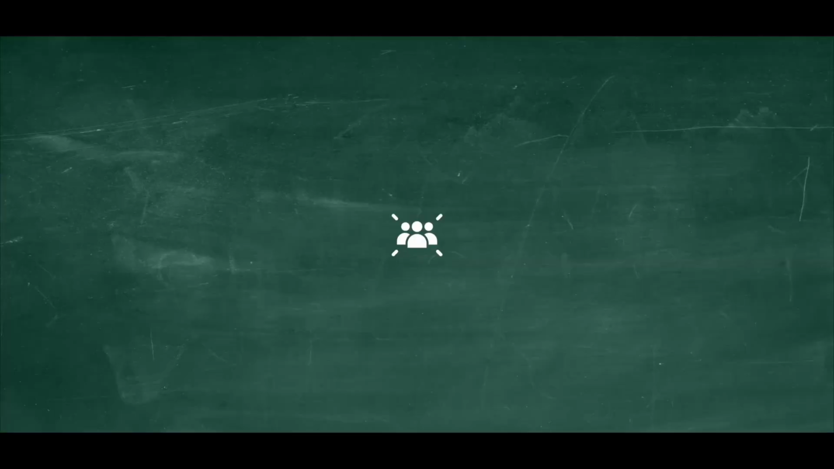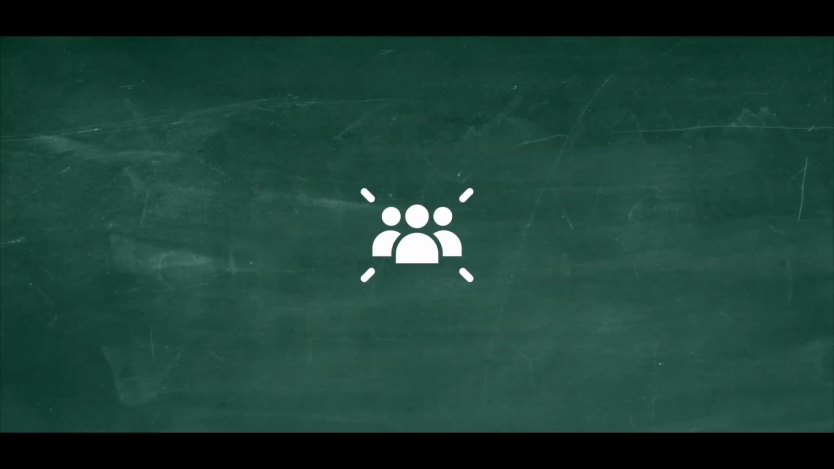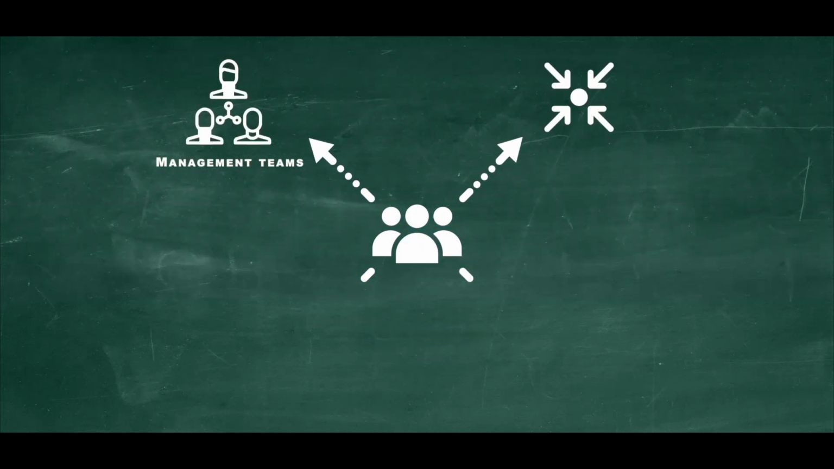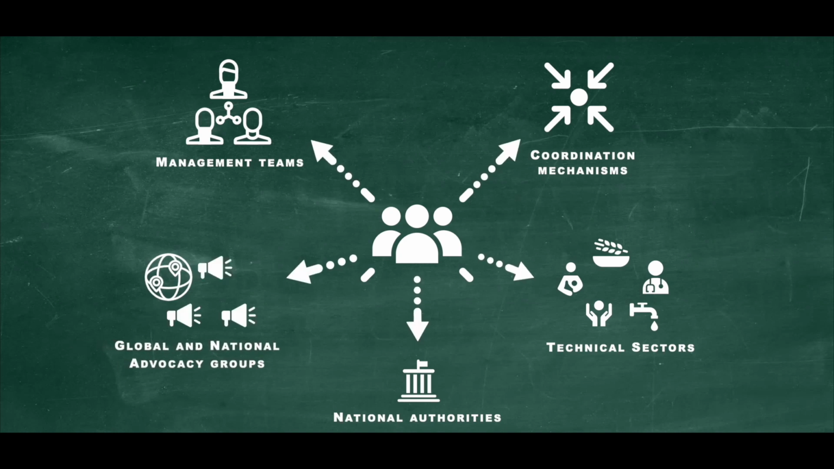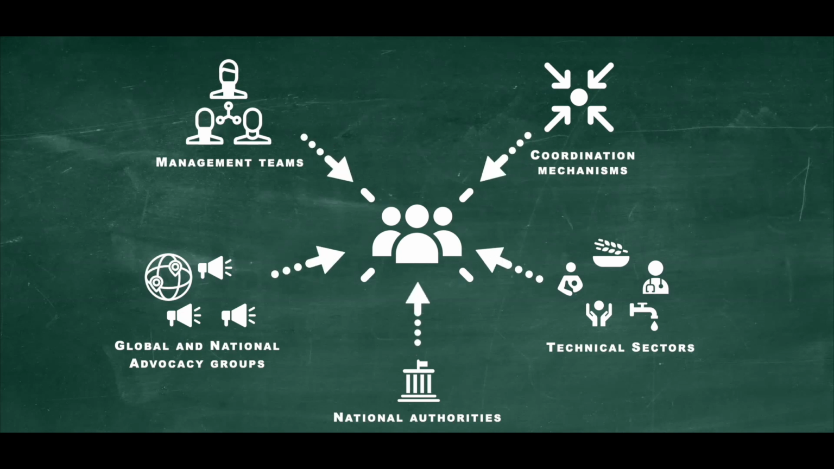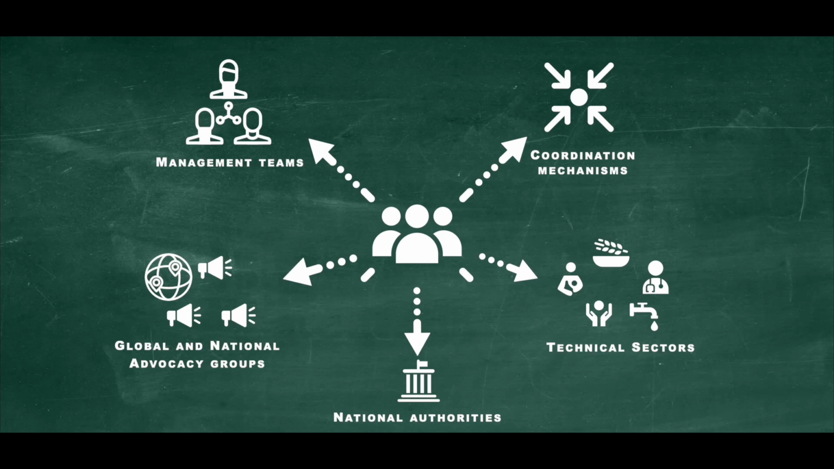The Community Perception Tracker keeps affected people at the center of an outbreak response. It makes connections between the community, management teams, coordination mechanisms, technical sectors, national authorities, and global and national advocacy groups. It is a practical tool that helps national and international organizations and their partners actively listen and respond to communities. It also provides analyzed data to share with communities, engaging them in response planning.